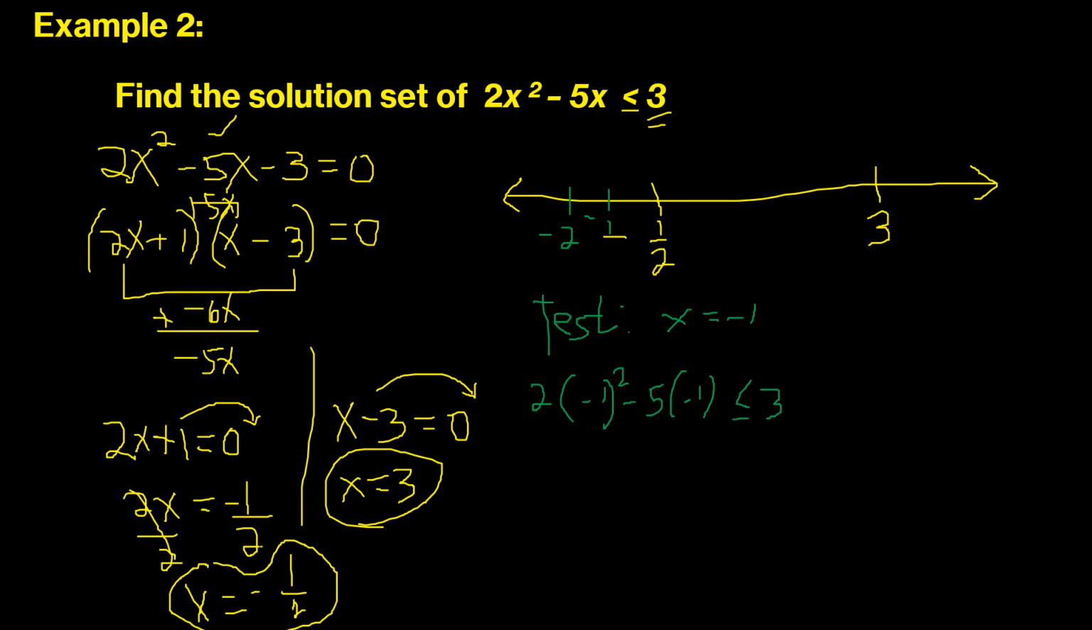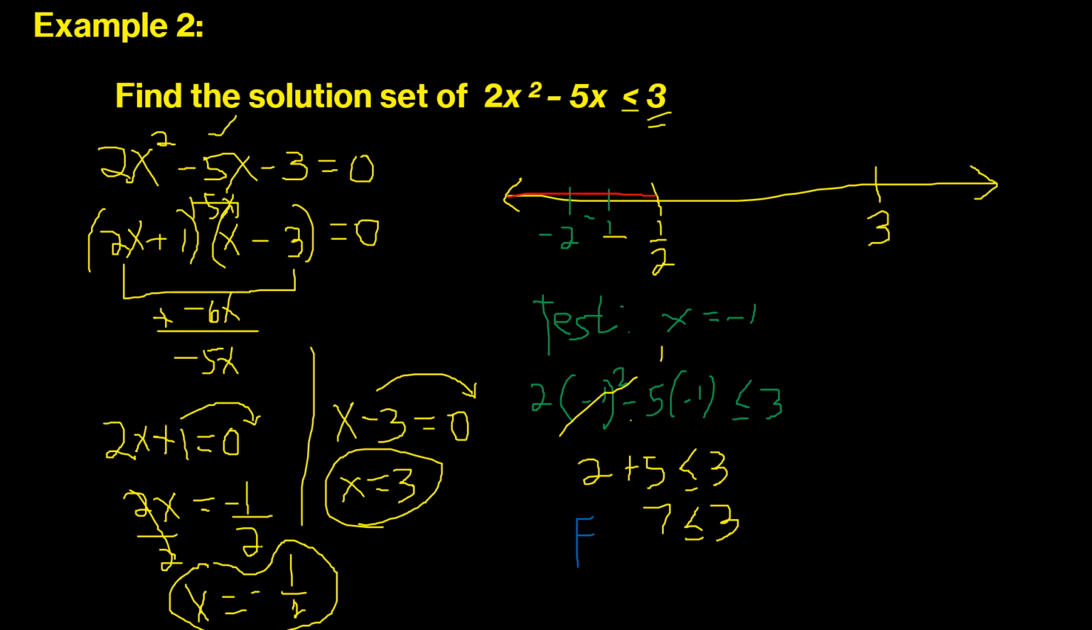But negative 1 squared is as good as positive 1. So that's 2. And negative 5 here times negative 1 is positive 5. Positive 5 less than or equal to 3. But 2 plus 5 is 7. 7 is less than or equal to 3. So this is false because 7 is never less than 3. So we cannot have our solution set in this part of the number line.